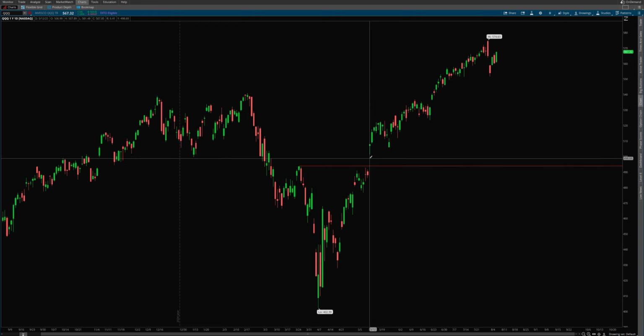We gapped above it tremendously, showing that the buyers were waiting to get above this level to kick in. And after that level, we went much, much higher. We didn't reverse, none of that. We went right up.